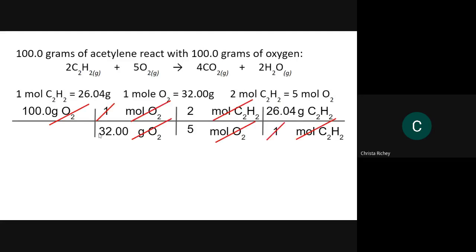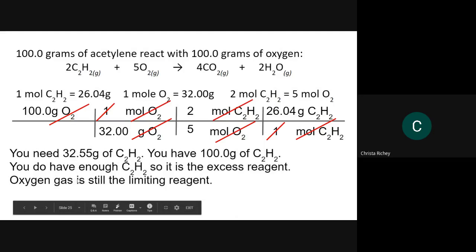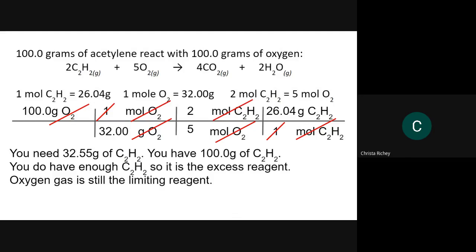So if instead I do it from the oxygen's point of view, I would do 100 grams times 2 times 26.04 divided by open parentheses 32 times 5. And it says that if I have 100 grams of oxygen, I need 32.55 grams of the acetylene. I have enough. So if I have enough acetylene, it's in excess. So oxygen is still the limiting reagent.